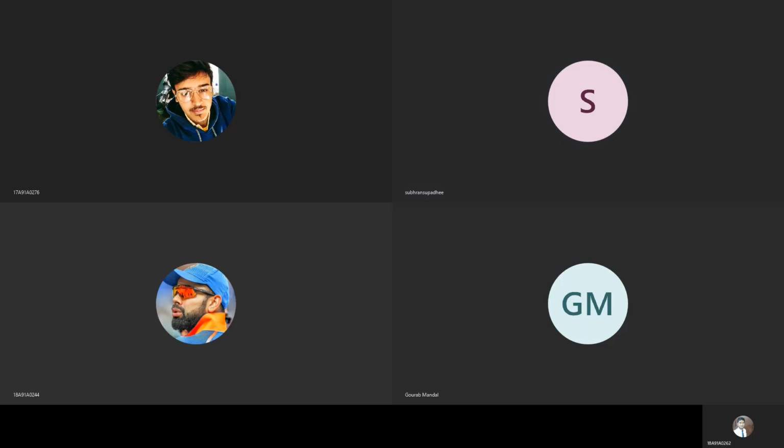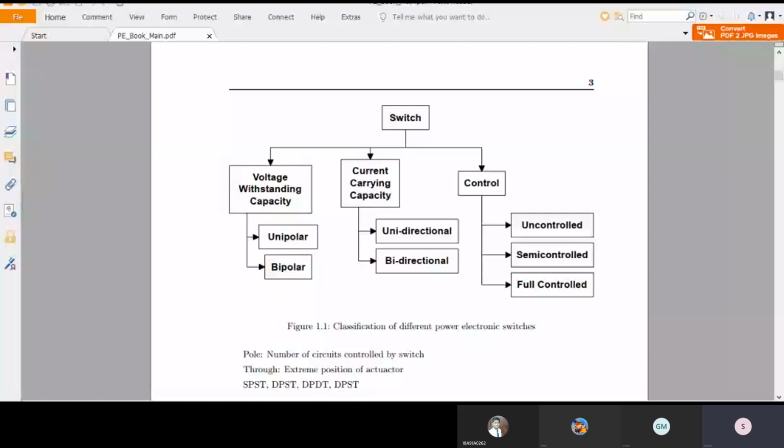Point of view, right? So whenever we are talking about a switch, and it is a voltage withstanding capacity. Suppose the voltage withstanding capacity, this switch can be a unipolar switch or a bipolar switch. When it's the current carrying capacity, it is either a unidirectional switch or a bidirectional switch. What is the difference between unipolar, bipolar, and unidirectional and bidirectional?